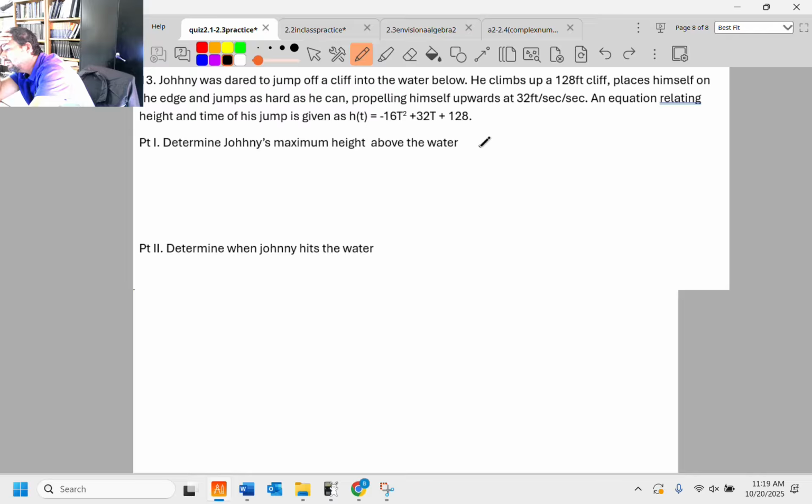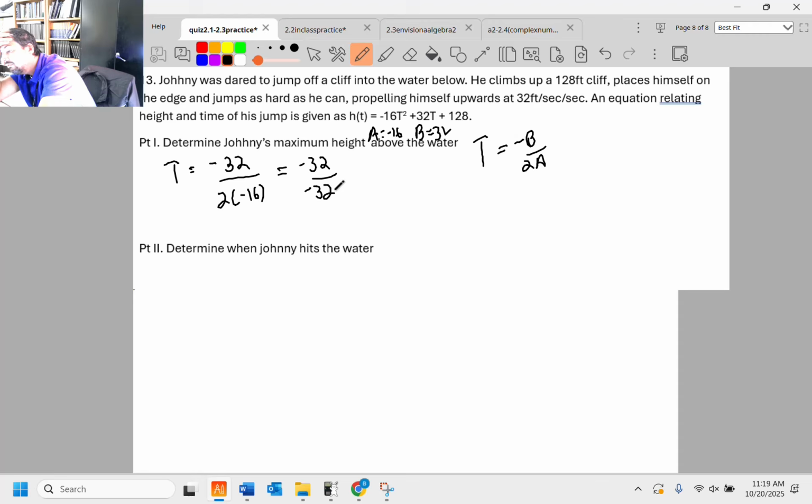Again, this happens here where the time would be opposite b over 2a. So the time that it happens is going to be a negative 32. And by the way, I keep forgetting y'all don't know things. A is negative 16, B is 32. So it's going to be opposite of a positive 32, which is negative 32, over twice a negative 16. You know, that ends up being negative 32 over negative 32, which is negative 1. Interesting. Positive 1. So that's 1 second.